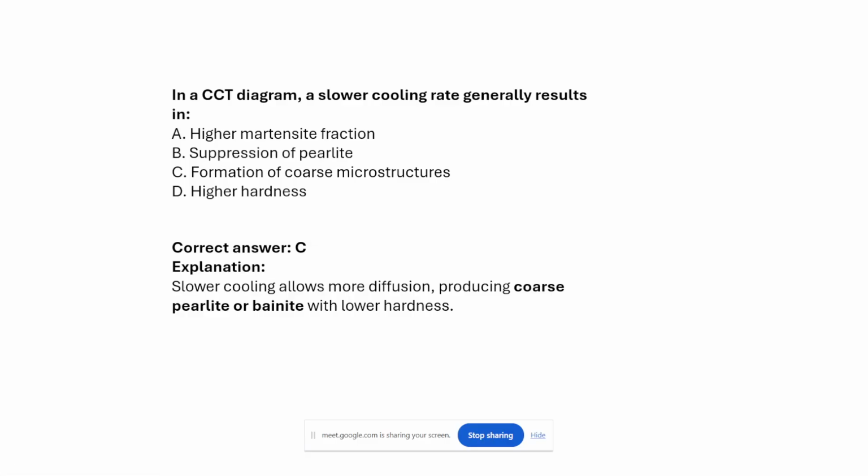In the CCT diagram, a slow cooling rate generally results in what? With the slower cooling rate there is enough time for nucleation and growth, so nothing but coarser grains, formation of the coarser microstructure.